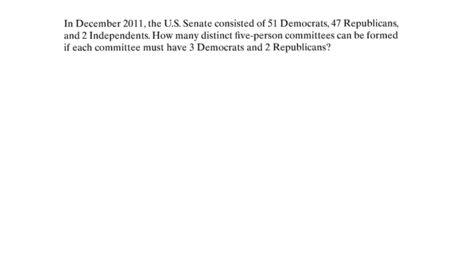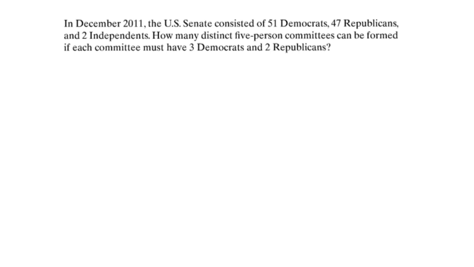All right, so here's our new problem. In December 2011, the U.S. Senate consisted of 51 Democrats, 47 Republicans, and 2 independents. How many distinct 5-person committees can be formed if each committee must have 3 Democrats and 2 Republicans? So we need to think about this.